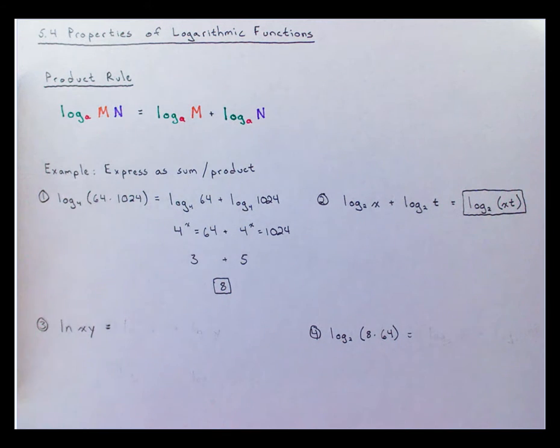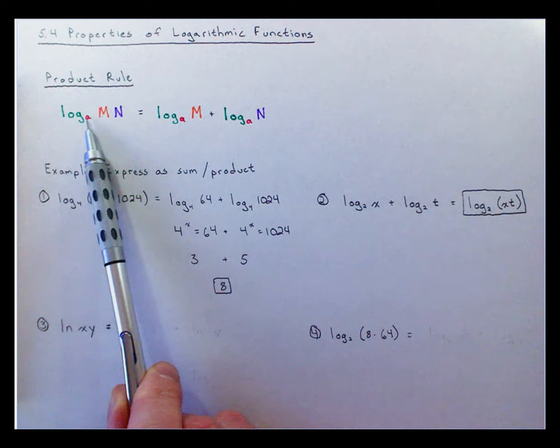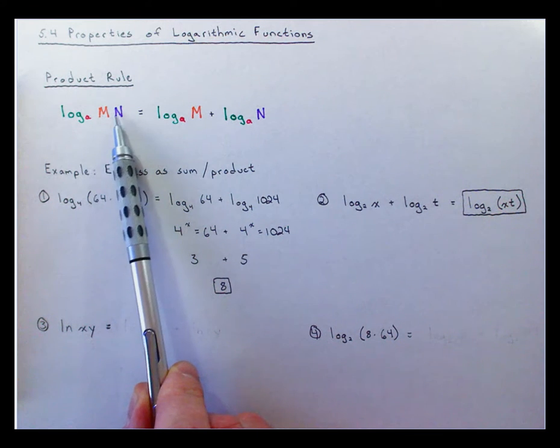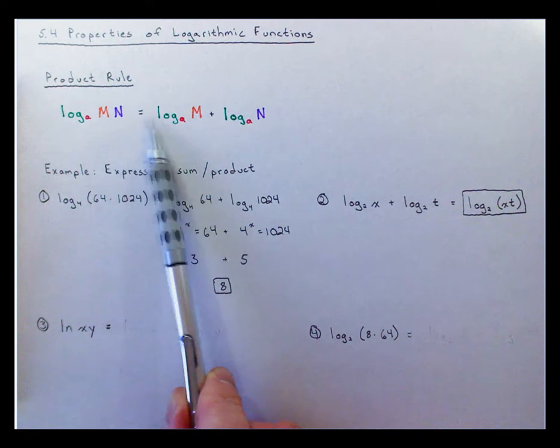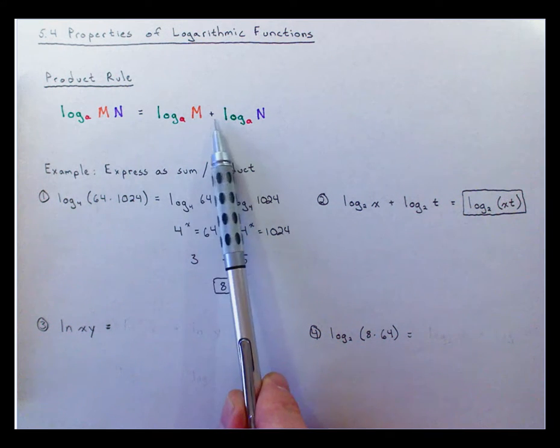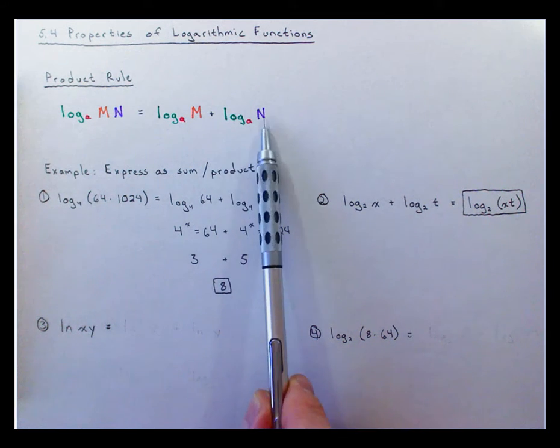Hey guys, we're going to go over properties of logarithmic functions, and the first one that we'll start with is the product rule. I tried to color code it to help you visualize it, and it is rather simple. I have this logarithm, log base a of m times n, and I can simply rewrite that as a sum. I can say log base a of m plus log base a of n.